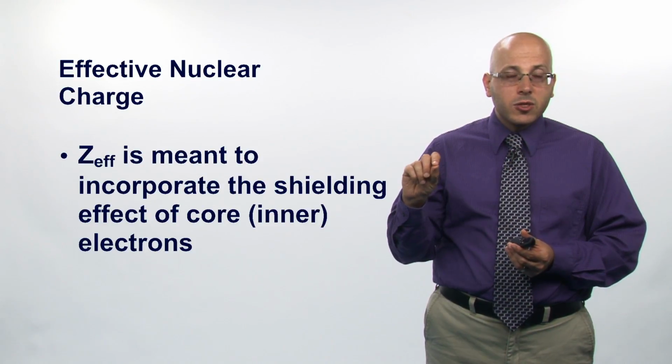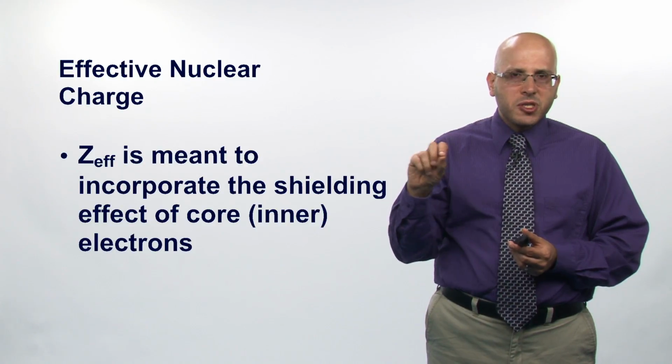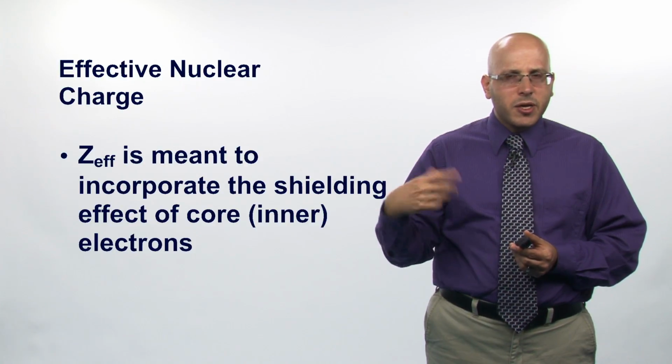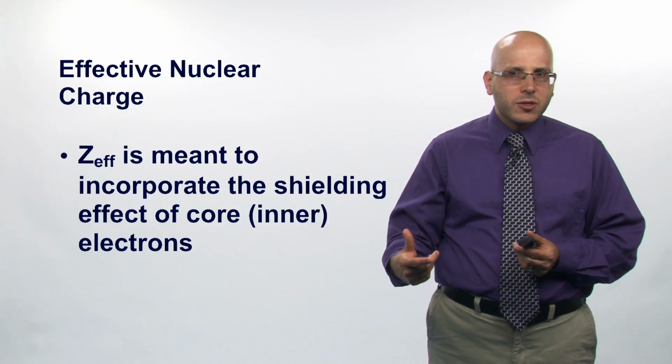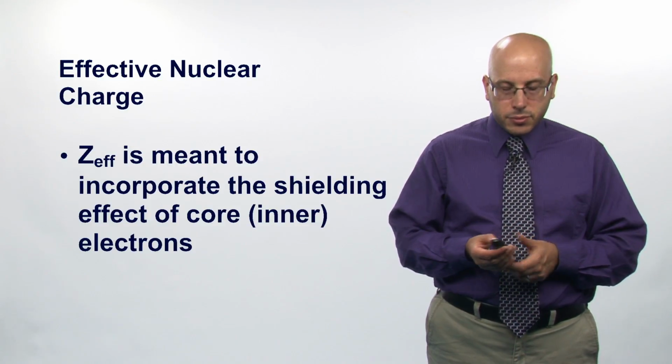If you look at the transition metals, the d block, things that are in the same period have almost exactly the same atomic radius because the effective nuclear charge is the same, because the number of inner or core electrons isn't really changing.